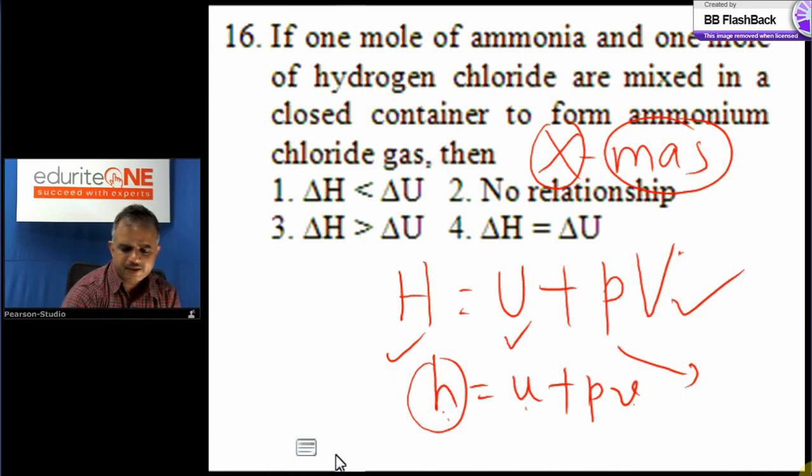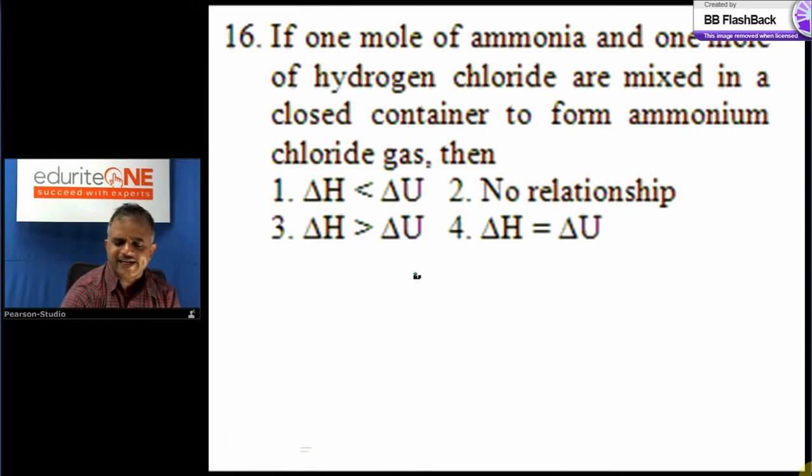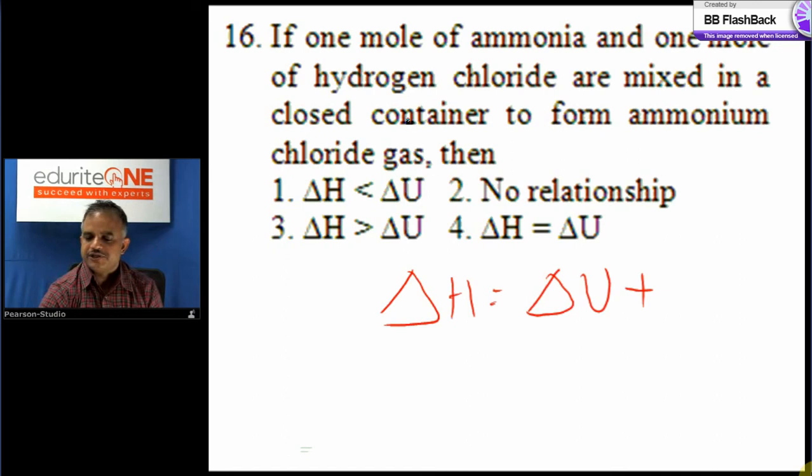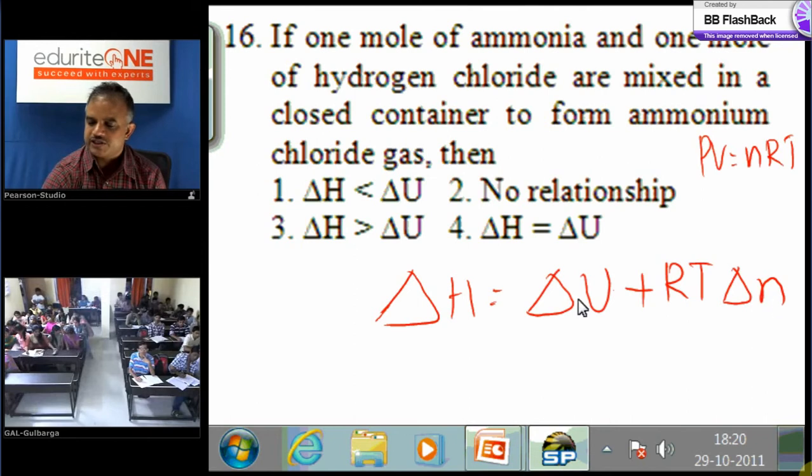Okay, after this, let us work this problem. If I take delta H, you know that I can write delta H is equal to delta U plus RT delta N, using constant temperature. So this is the equation to be used. Now, how did I get this? H is equal to U plus PV. Then I took change. Delta H is equal to delta U plus delta PV. PV equal to nRT. And when I use the closed container, I assume constant temperature. So RT delta N, because RT is a constant.